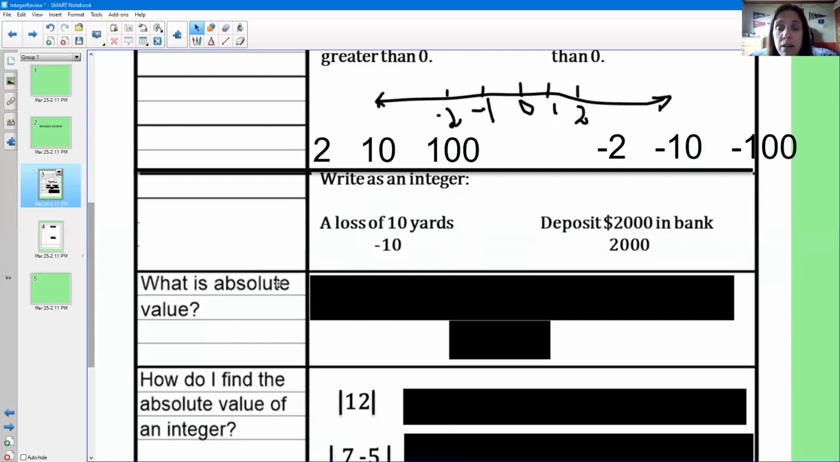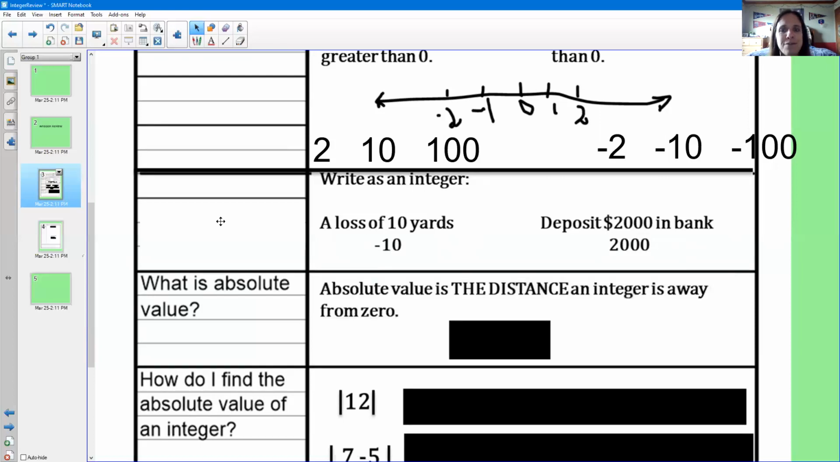The other piece that is already something that you should be pulling out of that file in your brain, absolute value. What is the definition of absolute value? Absolute value is, come on, Sydney. Gabe, I know you know. Absolute value is the distance an integer is away from 0, right? That distance. And what does absolute value look like?